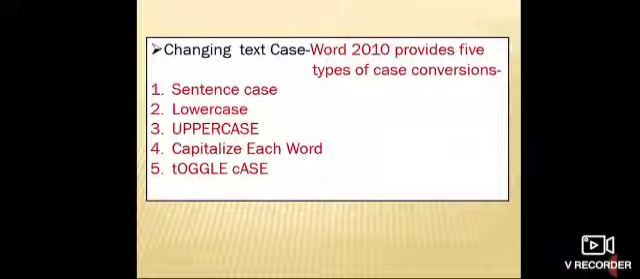And the next topic of this chapter is changing text case. Word 2010 provides 5 types of case conversions. That is, sentence case, lower case, upper case, capitalize each word, and toggle case. In sentence case, it capitalizes the first letter of the selected sentence. In lower case, it converts the selected text to lower case. In upper case, it converts the selected text to upper case. In capitalize each word, it changes the first character of each selected word to upper case.